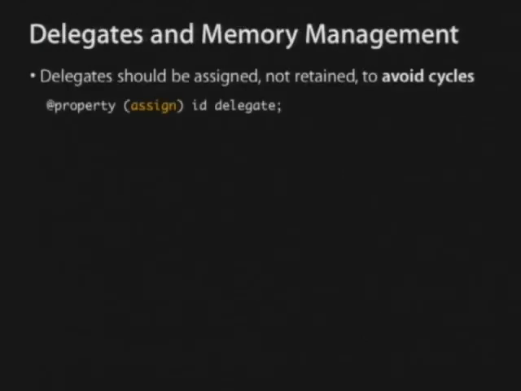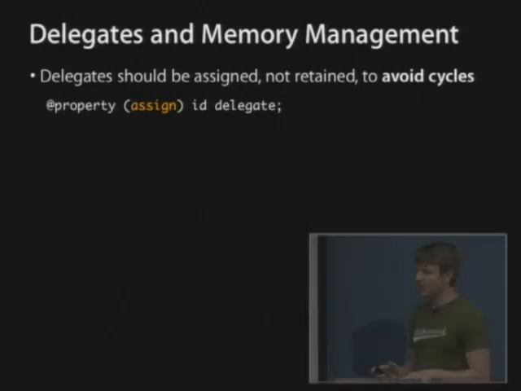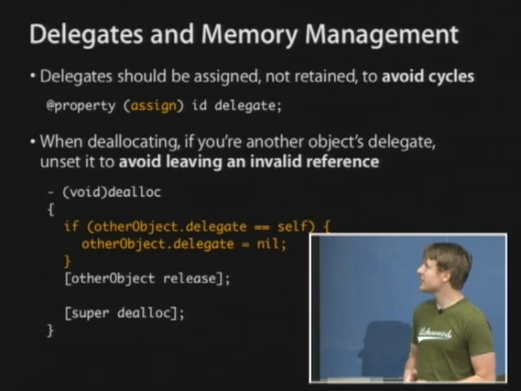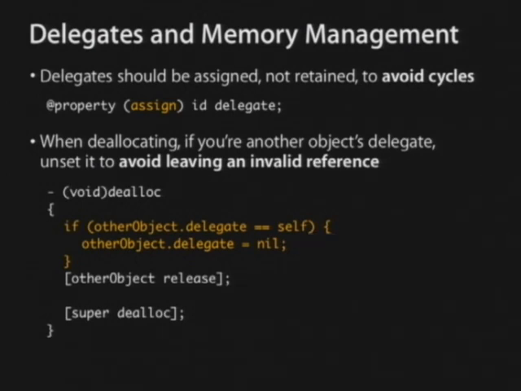One other topic I'd like to cover is that if you do decide to define your own delegate, I don't think you need to do it for presence 2, but maybe for presence 3, delegates are typically assigned, not retained. This is because you've got this parent object, like the list controller, and the child object, the detail controller. And typically, the parent will already be retaining the child. So it would be a problem if the child was also retaining the delegate, which might be its parent. So the pattern is almost always delegates are assigned rather than retained.